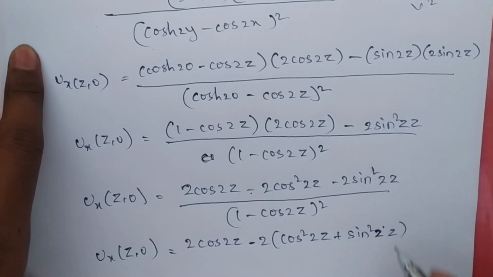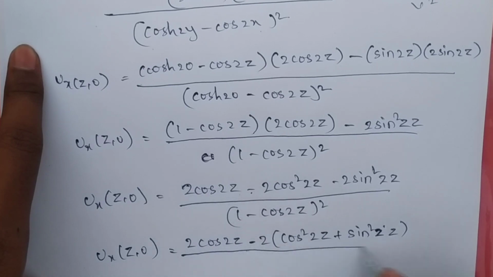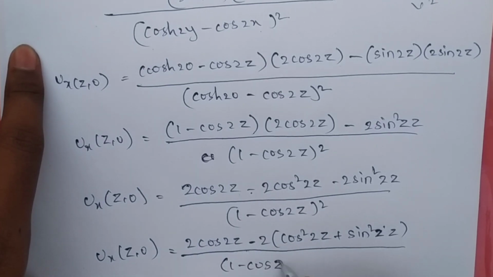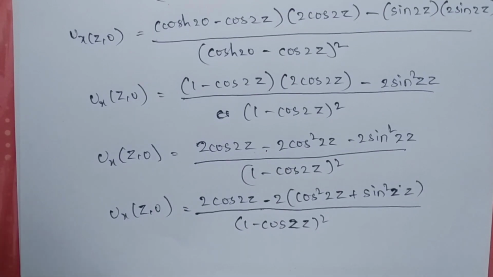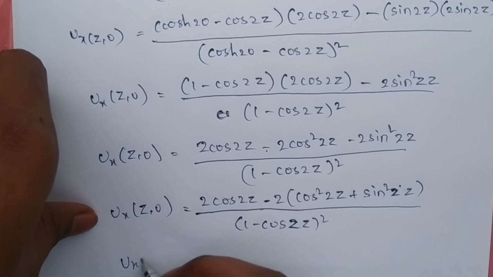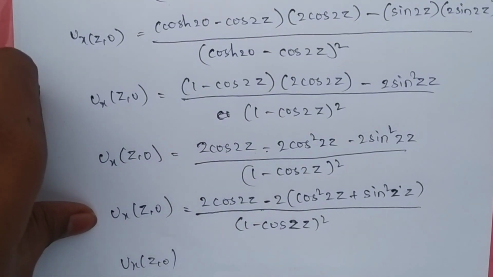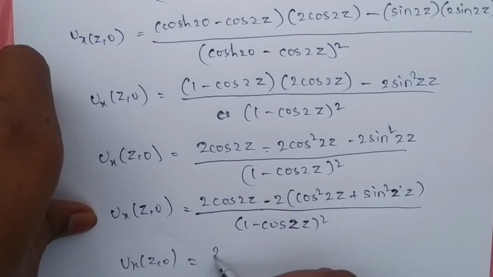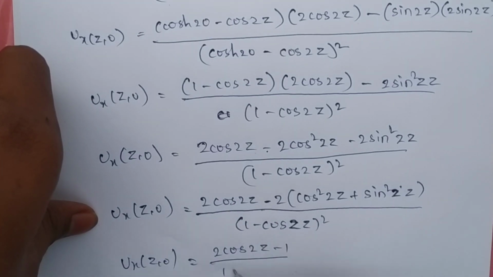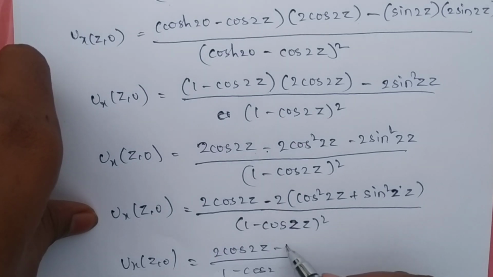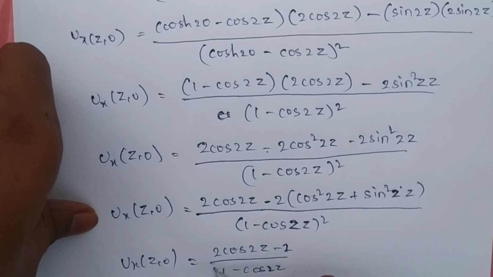Already everyone knows the value of sin square x plus cos square x equals 1. So we are substituting the value of that in the numerator. Then it will become 2 cos 2z minus 1 by 1 minus cos 2z, minus 2 into 1, so minus 2, by 1 minus 2 cos z whole square.